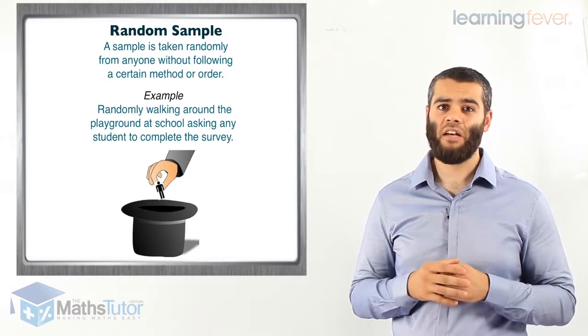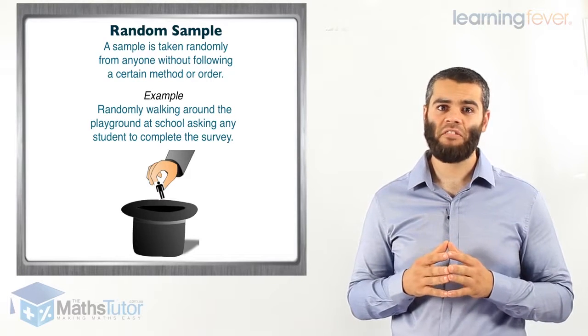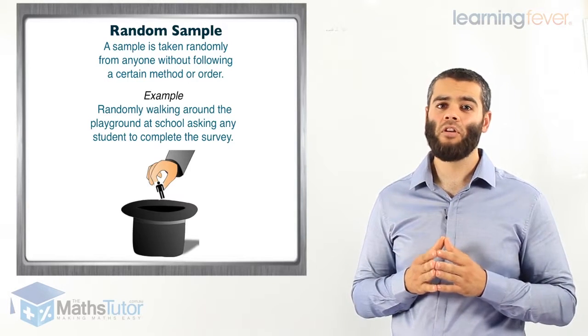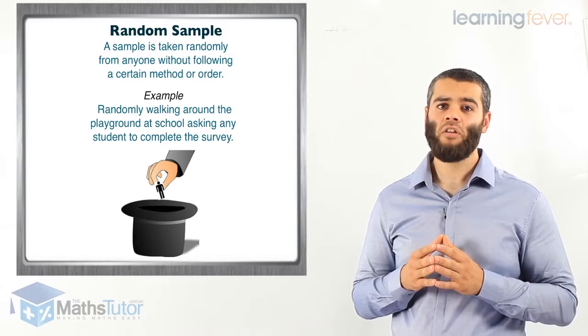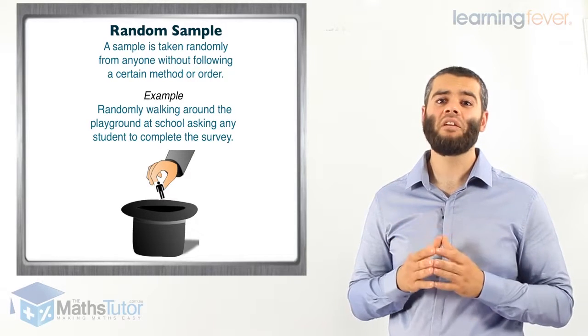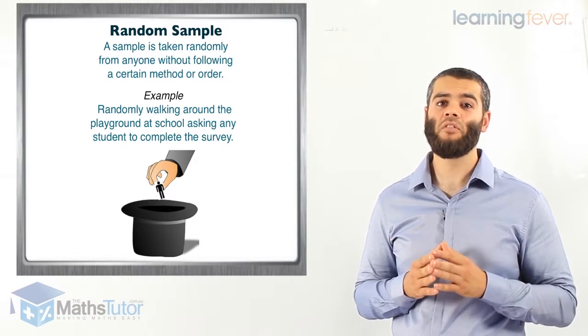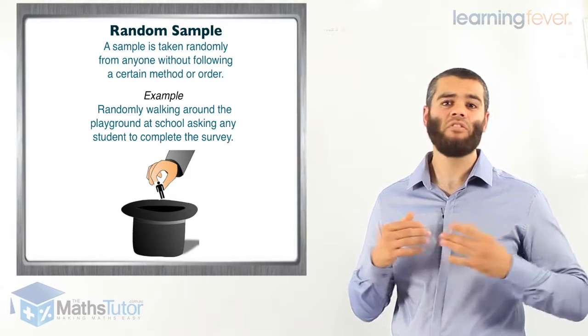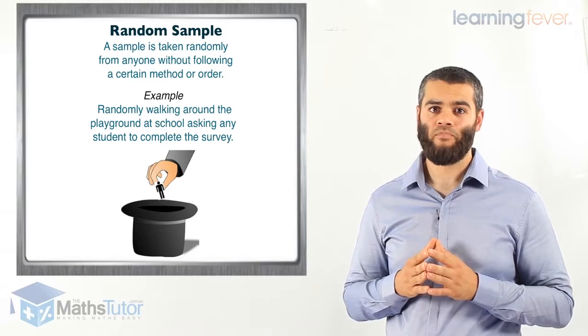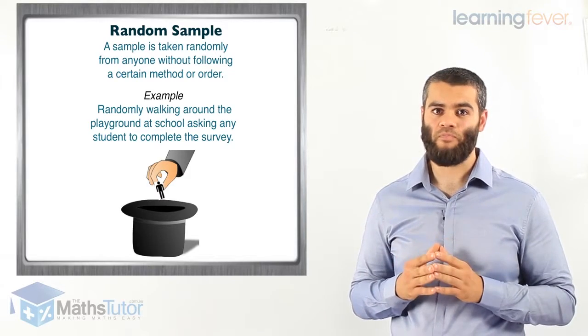So the canteen staff grab their questionnaires and walk out in the playground, they go over the basketball courts, they go into the classrooms and they just see any student randomly, and they ask them to fill out the survey. They don't follow any system, they just randomly ask anyone. That is called a random sample.